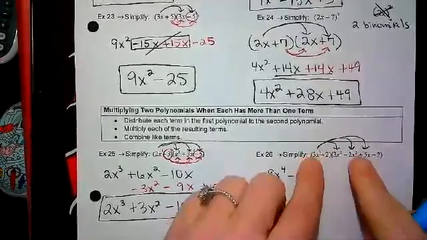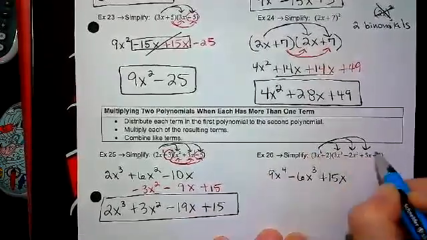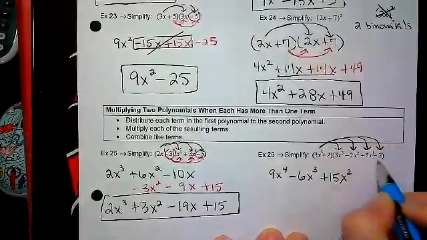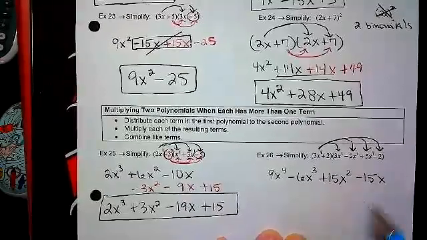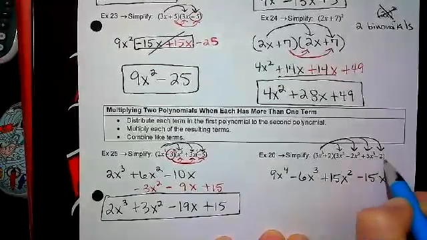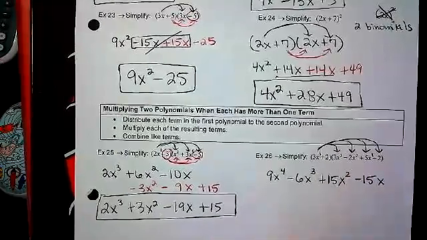3 times the 5 makes a positive 15. The x part, 1 plus 1 is 2. And 3 times a negative 2 is a negative 6, and we have our x. So what I've done so far is just distributed the 3x to this parentheses. Notice there's 4 terms here, so there should be 4 terms here after you distribute.